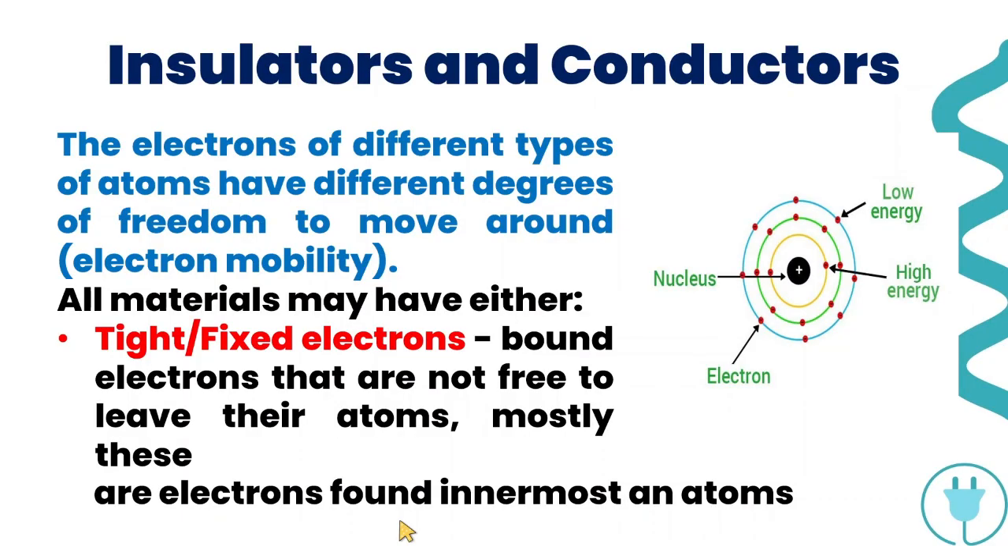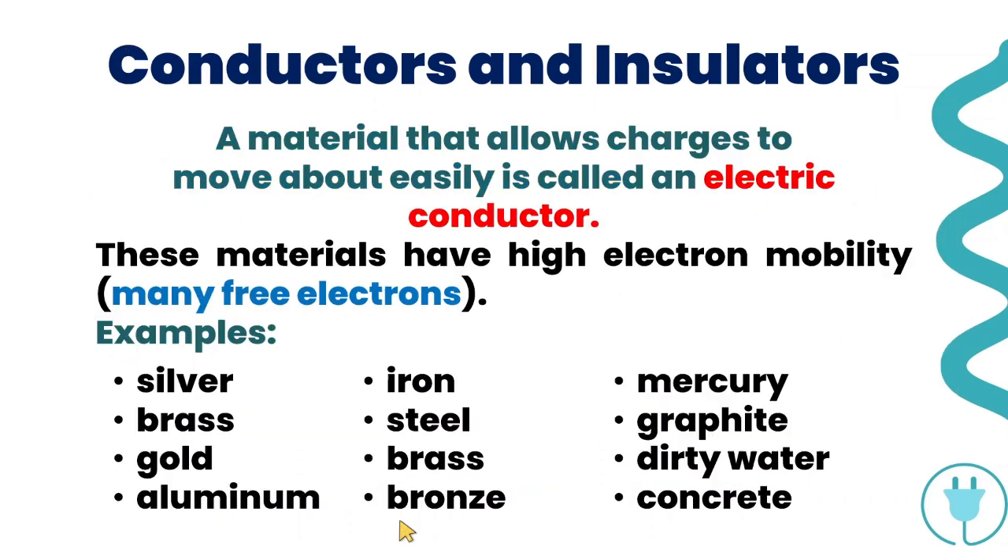On the other hand, tight or fixed electrons are bound electrons that are not free to leave their atoms and they're mostly found in the innermost part of an atom. To differentiate between insulators and conductors, let's define each of these words. A material that allows charges to move about easily is called an electric conductor.